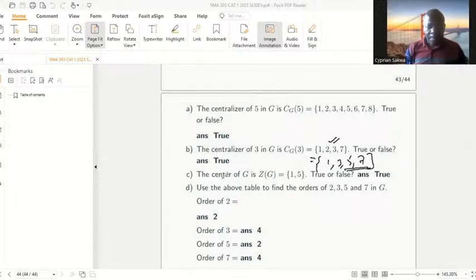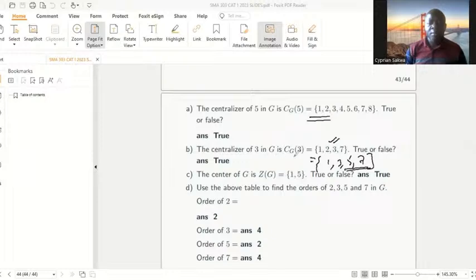Now, the center of a group, those are elements that commute with every element. The elements that commute with every element. We found 1 commutes with every element. We found that 5 commutes with every element. And then we want to test and see which others commute.